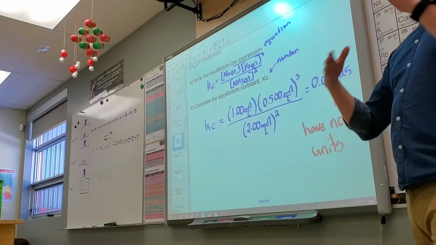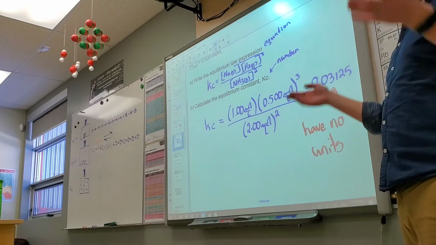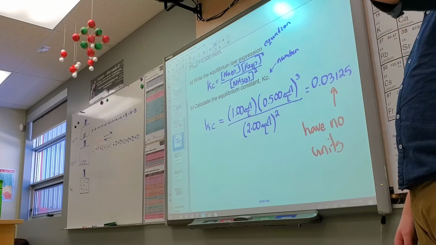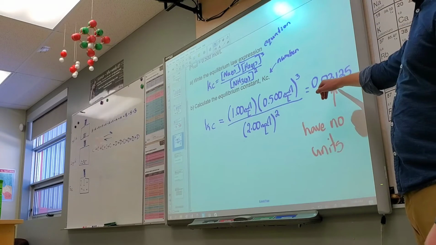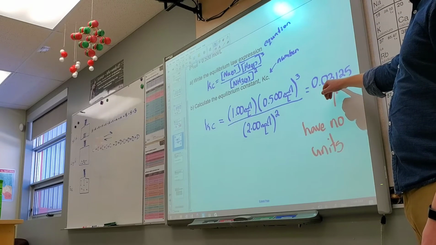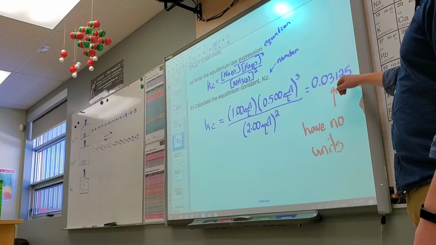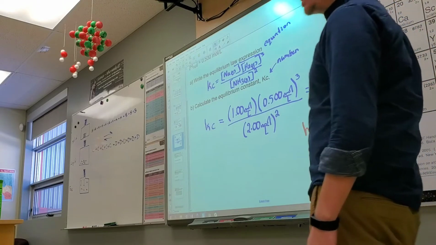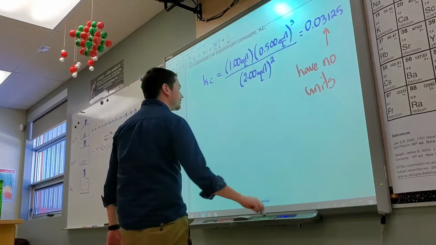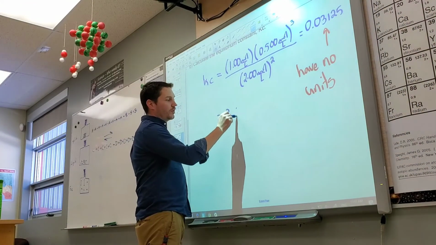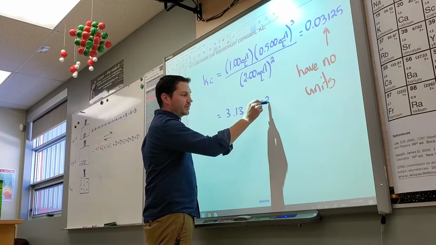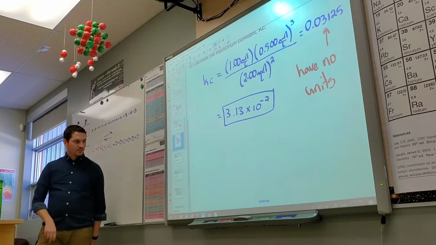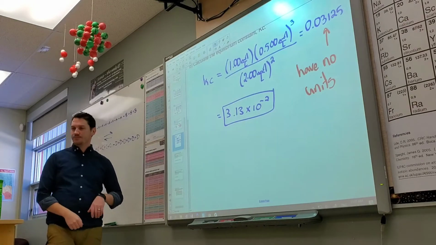Now I want to be very clear. Our answer is wrong, right? Why is it wrong? It should only have 3 significant digits, right? So this should be 3.13 times 10 to the power of negative 2. Perfect.